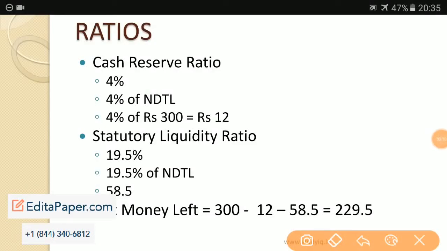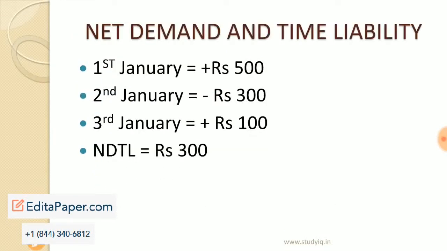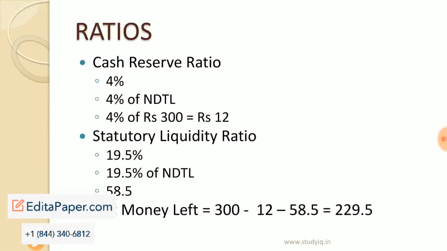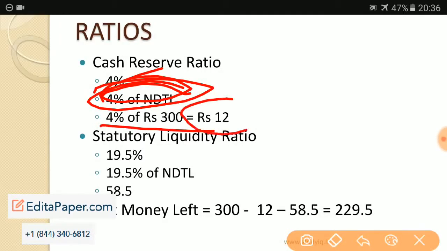As far as the ratios are concerned, the first ratio is the cash reserve ratio. Cash reserve ratio currently stands at 4%. And 4% of what? Whenever RBI declares any ratio, be it the cash reserve ratio or the statutory liquidity ratio, it is a percentage of NDTL, that is the net demand and time liability that we just calculated in the previous slide. So whenever the RBI says that CRR is 4%, it means 4% of NDTL. Here the cash reserve ratio would be 4% of 300, that is rupees 12.